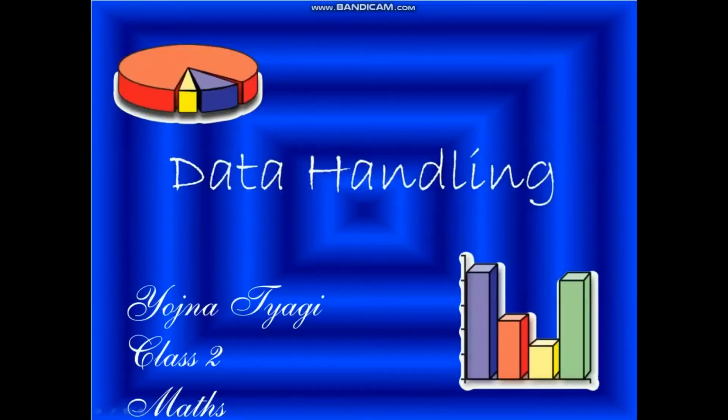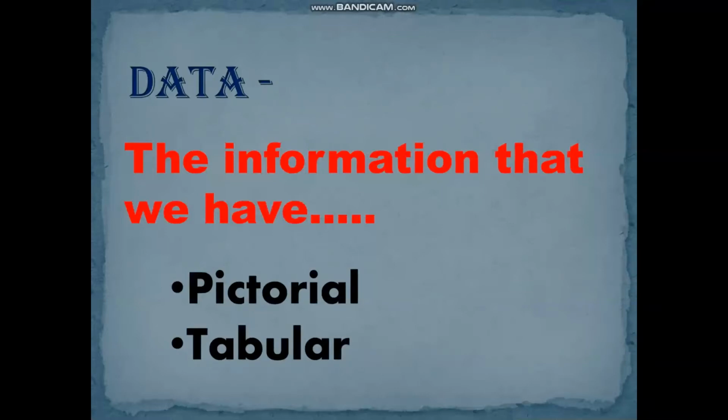So children, first of all understand what data handling is. Data is the information that we have, and this information can be pictorial or tabular, means it can be in the form of pictures or in the form of tables. Now let us understand what data handling is. When we are working on this data to know all the information, so that we can record and easily gather all the information that is required, this is known as data handling.